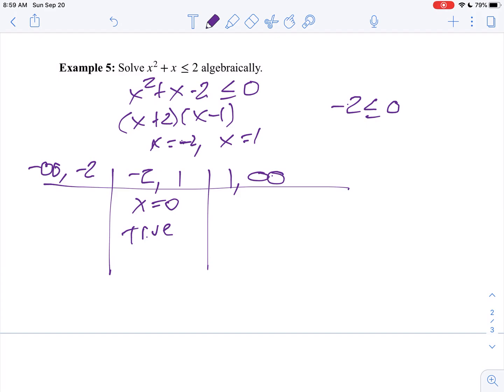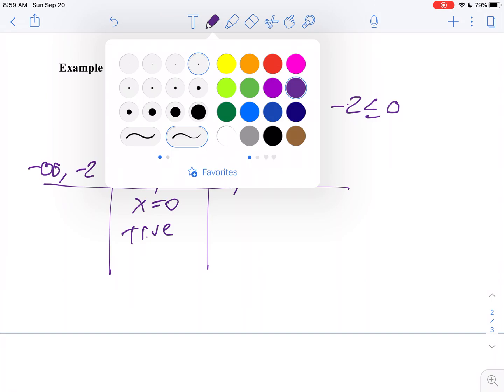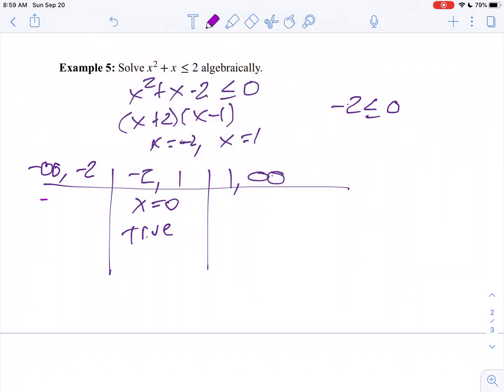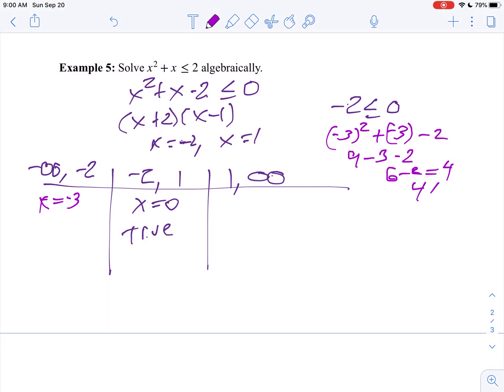Now let's pick a number less than negative 2. Let's go negative 3. That seems like a good one to pick. So negative 3 squared plus negative 3 minus 2. That'll be 9 minus 3 minus 2. That'll be 6 minus 2, which is 4. Is 4 less than or equal to 0? No, it's not. So this is false.